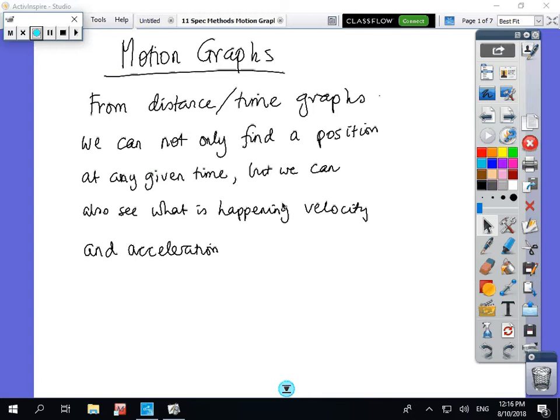From distance-time graphs, we can not only find a position at any given time, but we can also see what's happening to the particle. We can also look at velocity and acceleration. So we can find a position, but we can also find a velocity and acceleration. Copy that and come across.